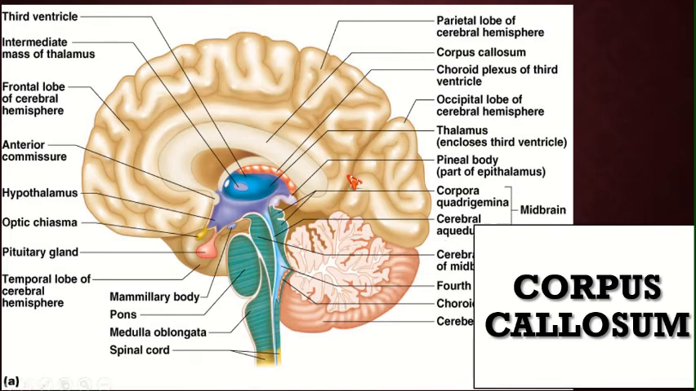The first one is the corpus callosum. If we take the sagittal section, we can identify a C-shaped thick band at the medial surface of the cerebral hemisphere. That is nothing but the corpus callosum.